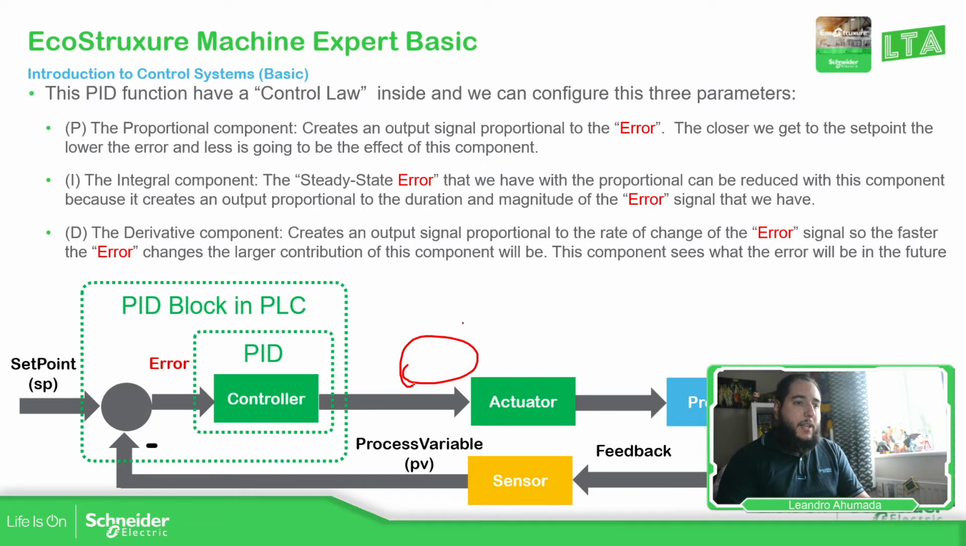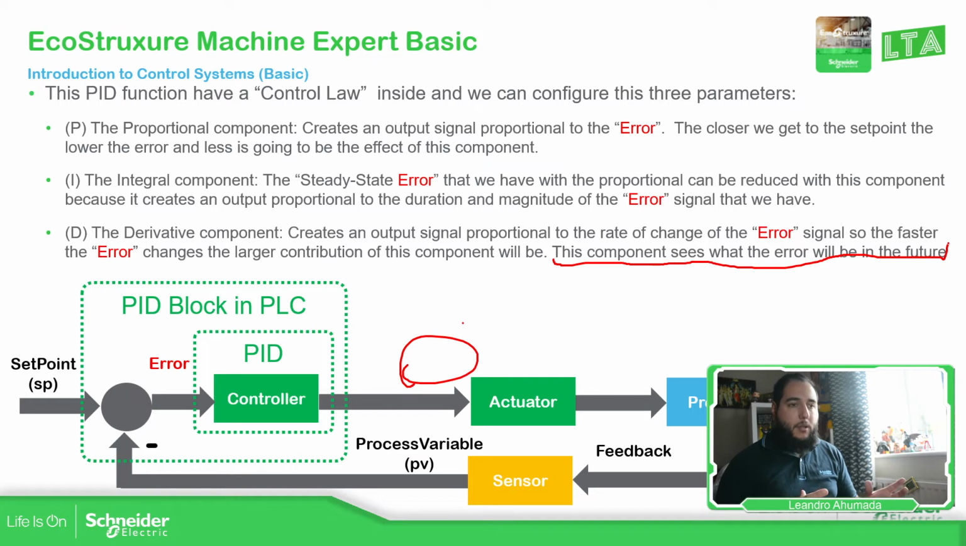And then the derivative part, if you want to say it in a way, it's not like a prediction, because we have a different kind of control, a predictive control for this, but it sees in the future, on the changes that we may have. This component sees what the error will be in the future. So depending on how the error changes, how it fluctuates, the derivative component will be stronger or not.